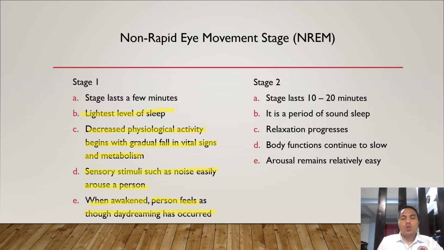While stage 2 lasts for 10 to 20 minutes. It is a period of sound sleep, relaxation progresses, body functions continue to slow, and arousal remains relatively easy. In stage 2, there is light sleep, eyes are still, heart and respiratory rate decrease slightly, and the body temperature falls. That is what we said earlier.